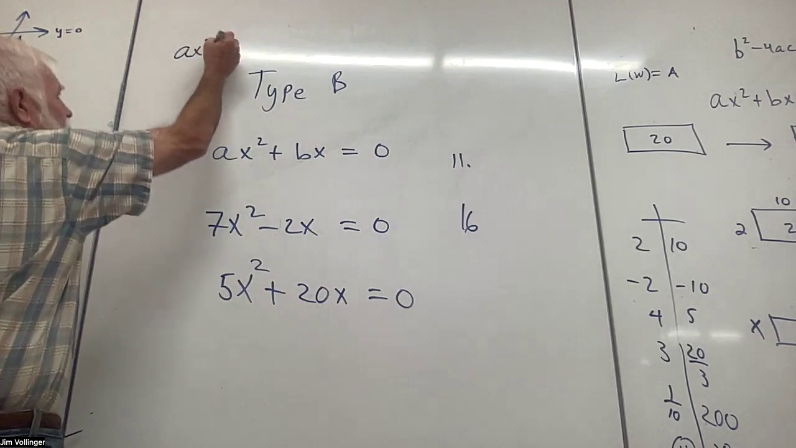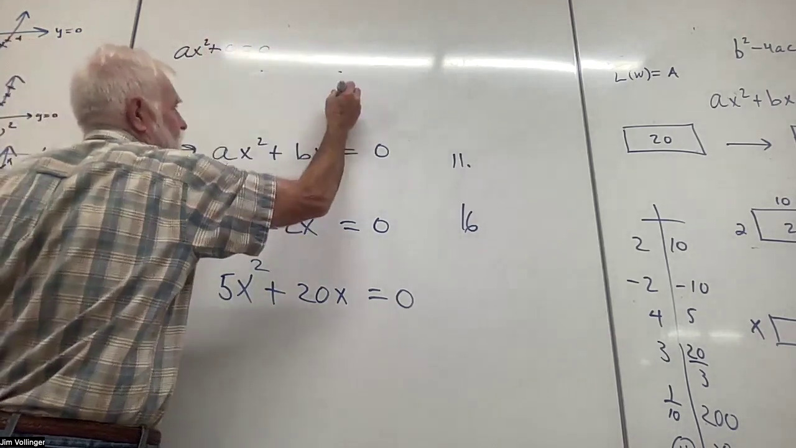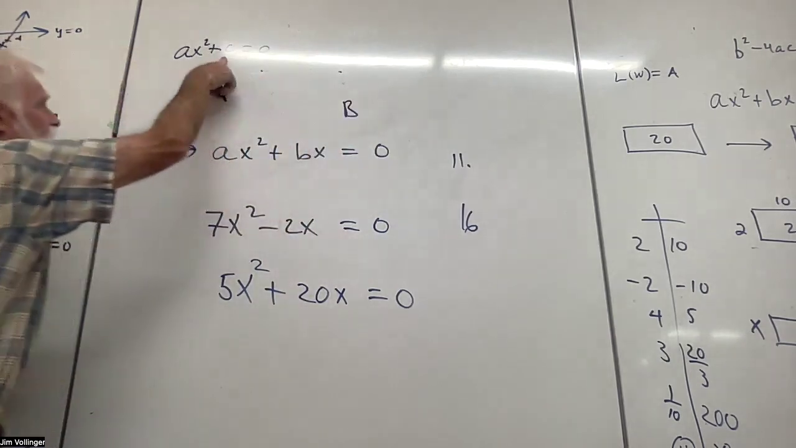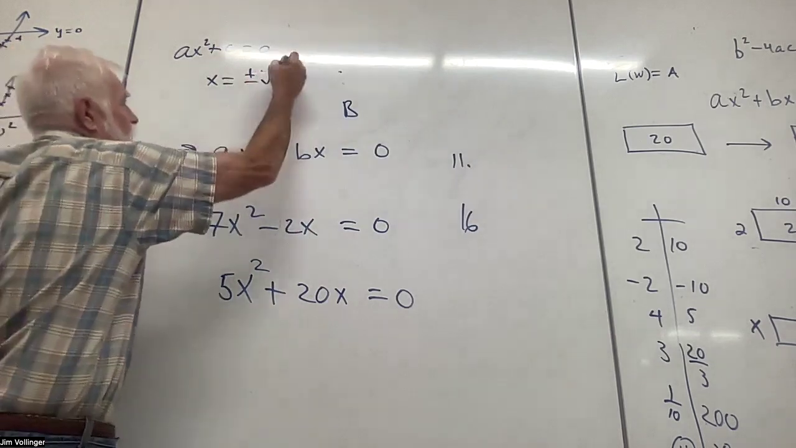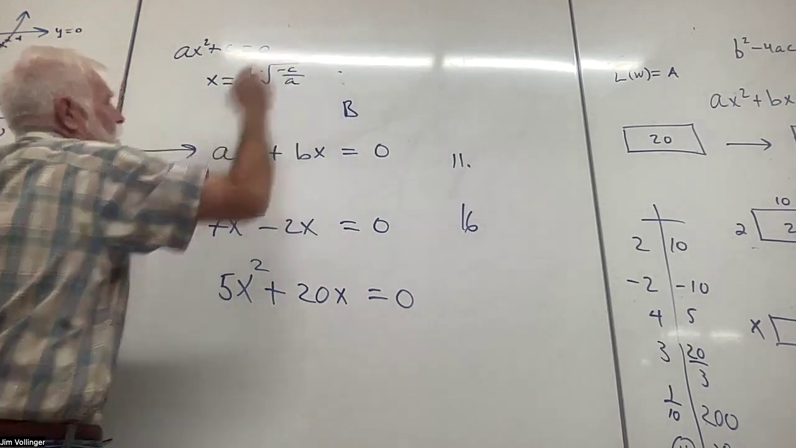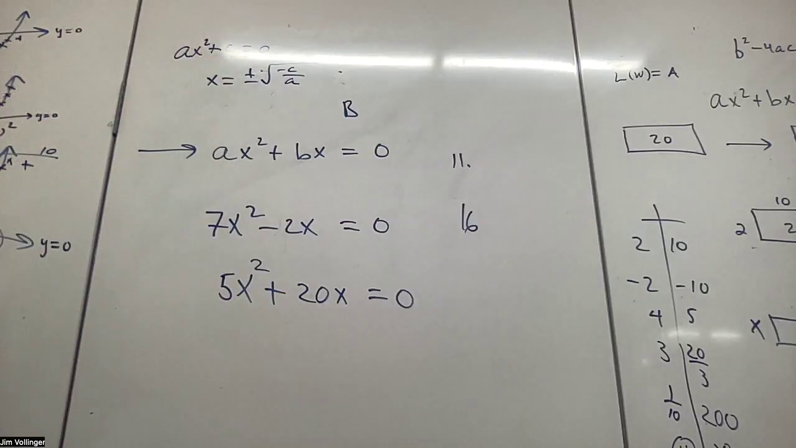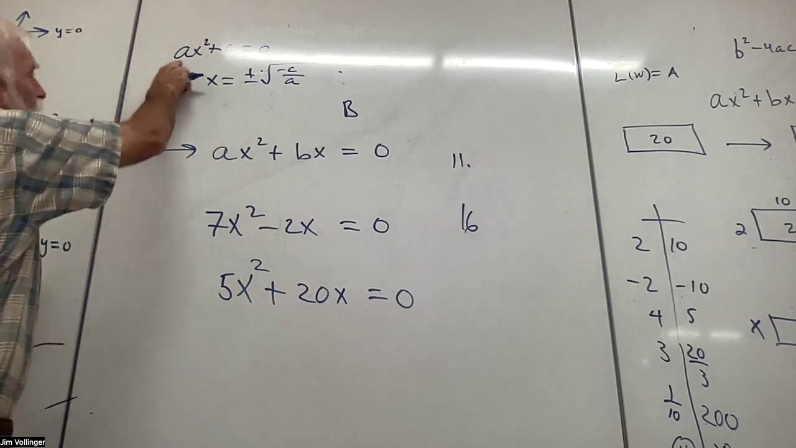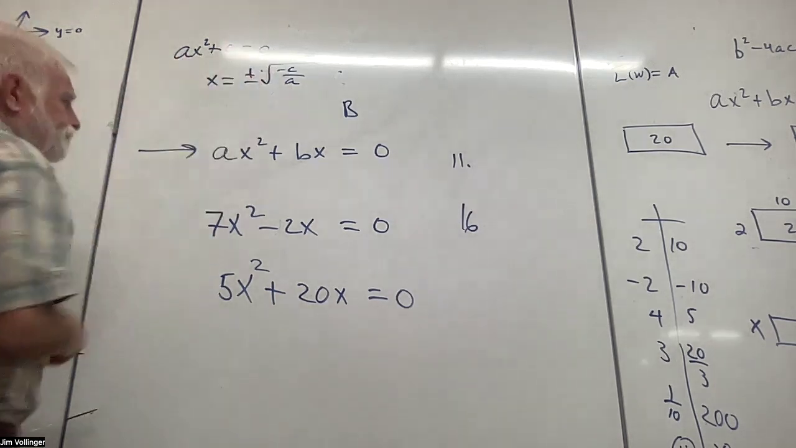ax squared plus c equals 0. So this is going to be type B, but this is type A. So what does x equal? Plus-minus the square root of minus c over a. And we don't know if that's real or imaginary because we don't know if c is positive or negative. And we honestly don't know if a is positive or negative, but it's going to be some combination of that.